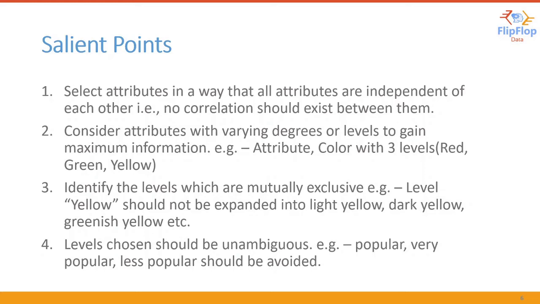Then, while identifying the levels, we should make sure to choose levels which are mutually exclusive. For example, if we are taking the level yellow, it should not be expanded into light yellow or dark yellow or greenish yellow, etc., as they are more or less the same with just little variation and overlap. Also, the levels chosen should be unambiguous. That is, if we are choosing popular, very popular, less popular, it does not convey any correct information, as popular for me may not be popular for somebody else.